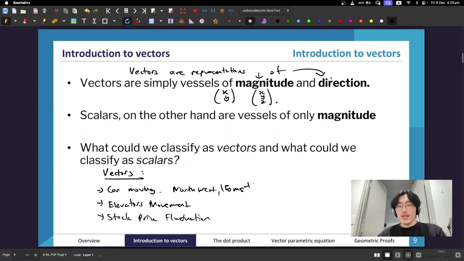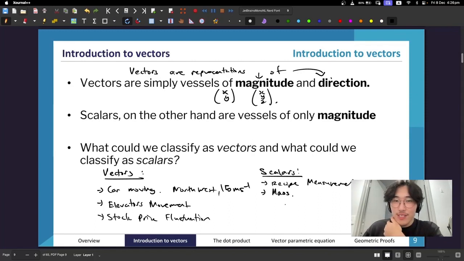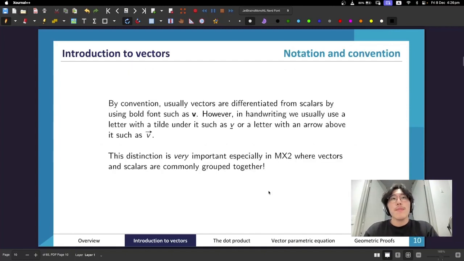And then for scalars, we'd have recipe measurements, anything weight related. Let's say mass, because weight is actually a force. So let's say mass. Sorry for any physics buffs out there who got offended by my use of weight before. And those are enough examples. Please drop some in the live chat if you want to. Okay.